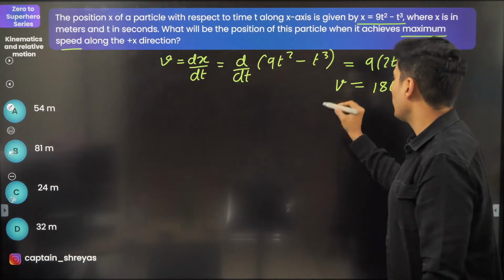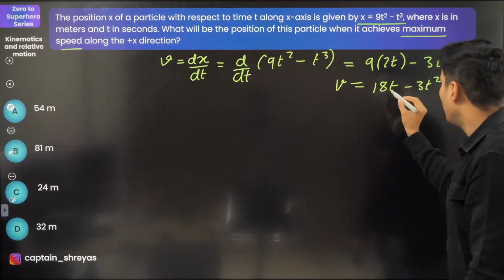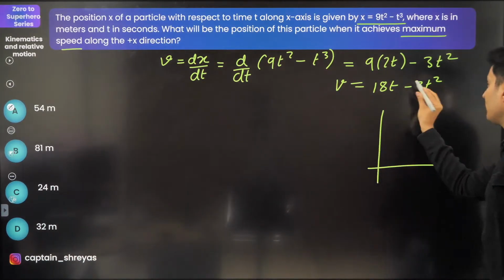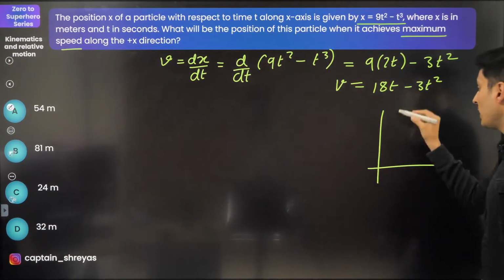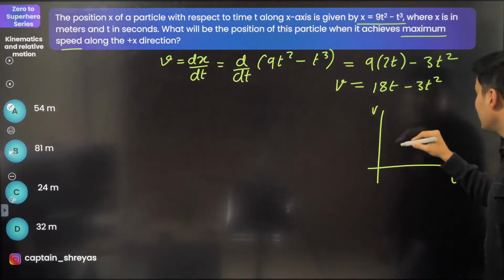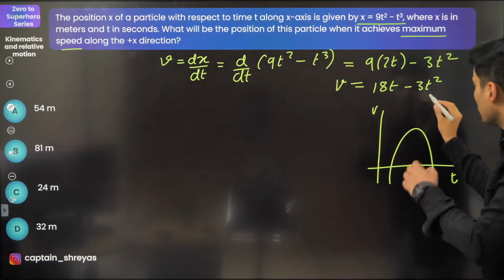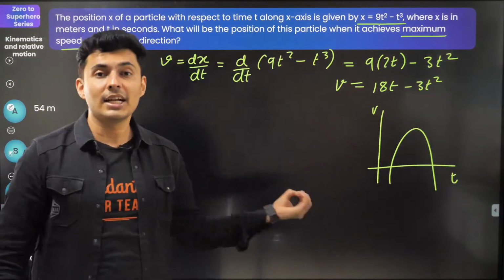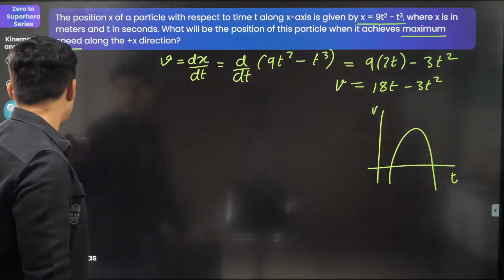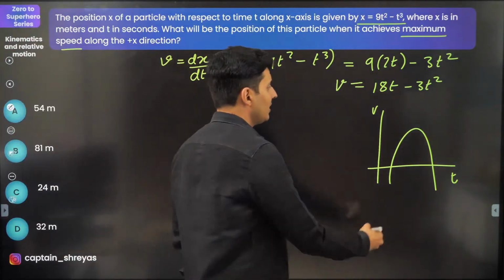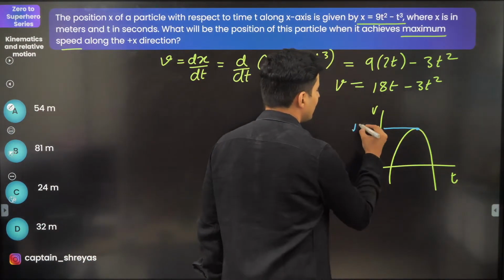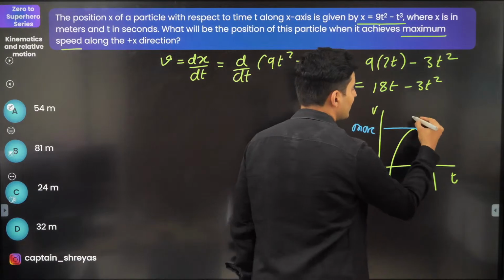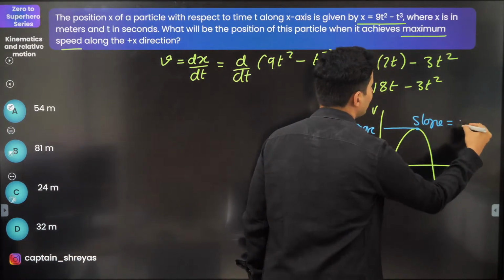Now once I get the velocity, think about it. The velocity graph will be a parabola because there is a square term. So if you draw it, it will be in fact an inverted u because of this minus sign. Whenever the square term has a negative coefficient, it's an inverted parabola. Not just that, when the velocity is going to be maximum, that's where the slope will be 0.